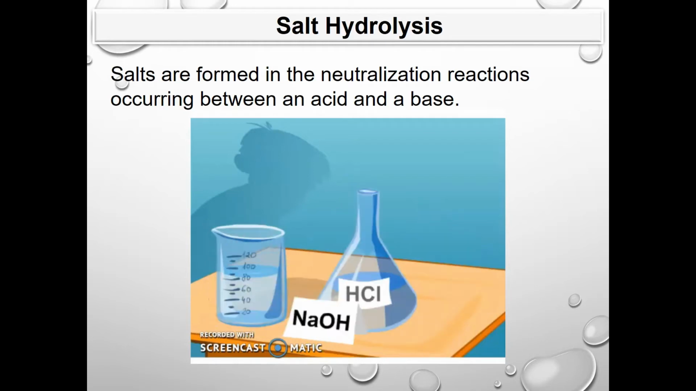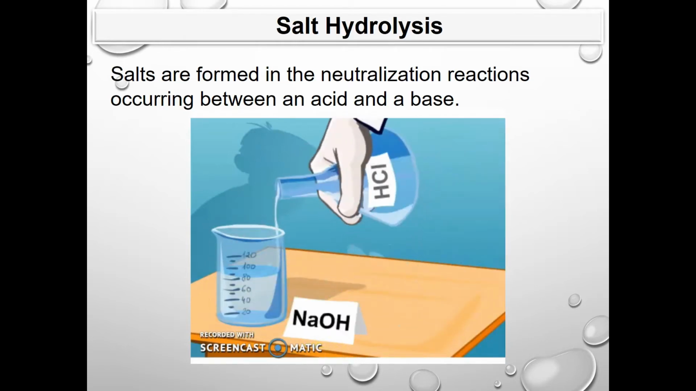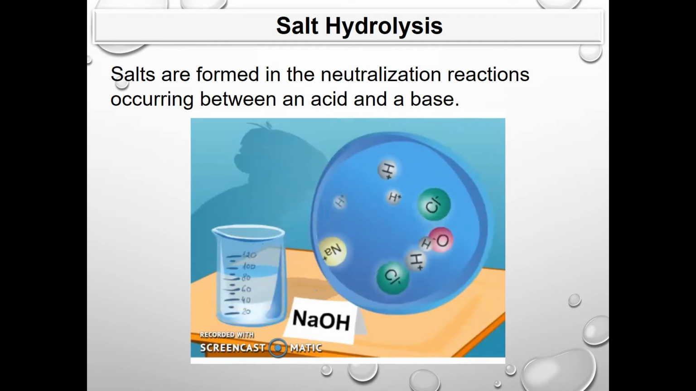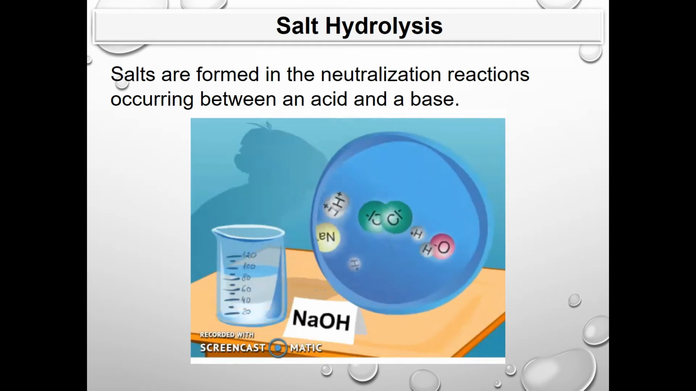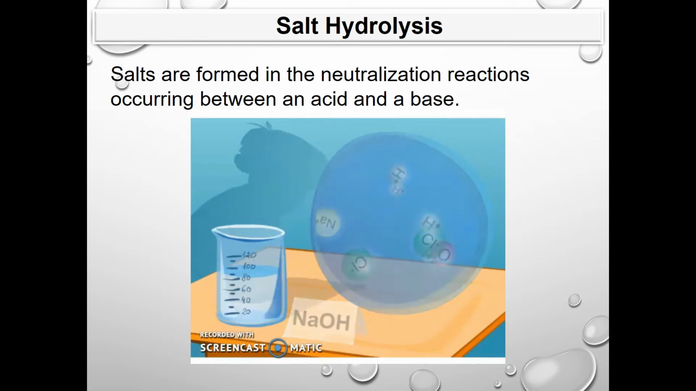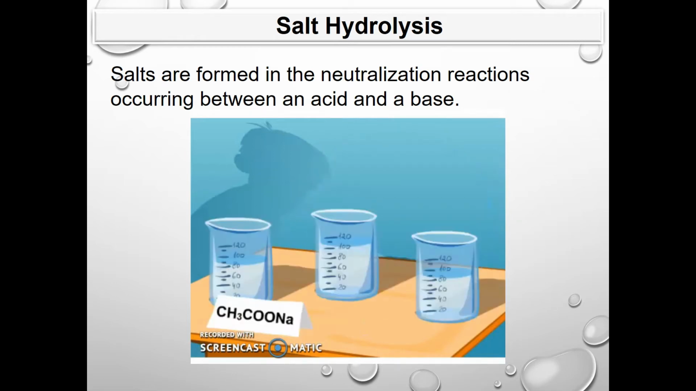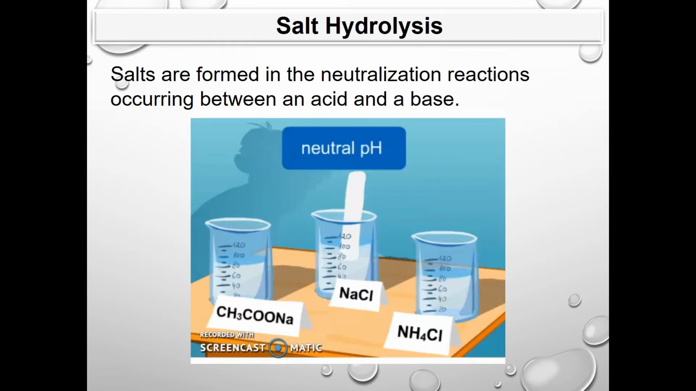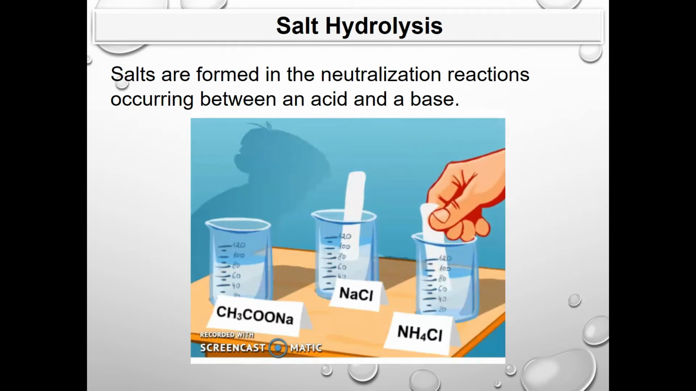Salts are formed in neutralization reactions between an acid and a base. Therefore, salts should exhibit neither acidic nor basic properties. Indeed, solutions of many salts, such as sodium chloride, have neutral pH.